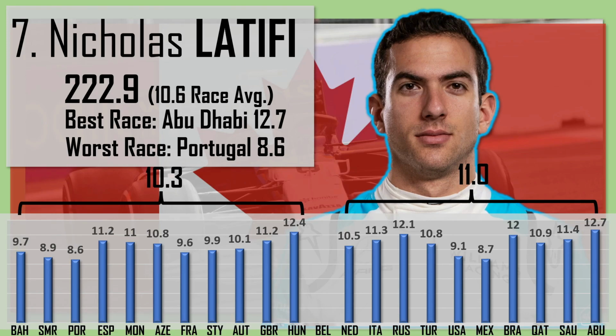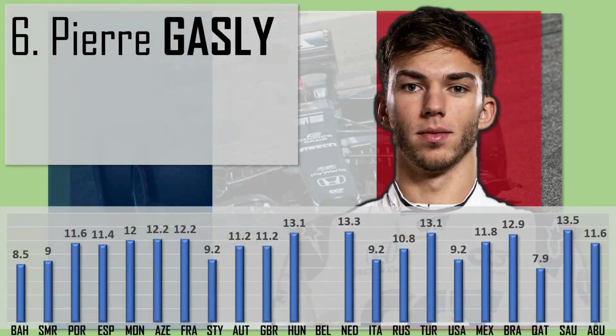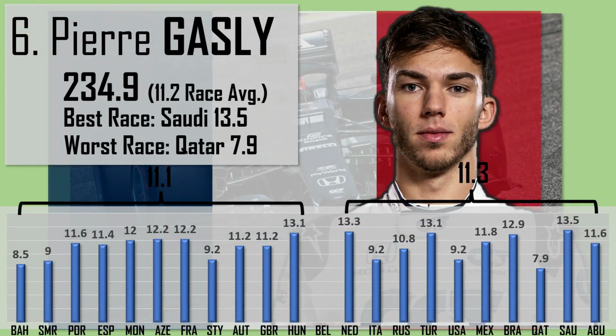Where it was in those latter rounds from Brazil onwards where he finally got the better of George Russell on numerous occasions in qualifying. So we then head to P6 of the field, Pierre Gasly. He ended up scoring a season's total of 234.9 with an 11.2 race average score, with a best race result of Saudi Arabia 13.5 and a worst race result of Qatar 7.9.